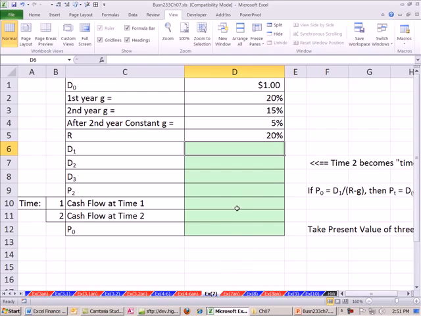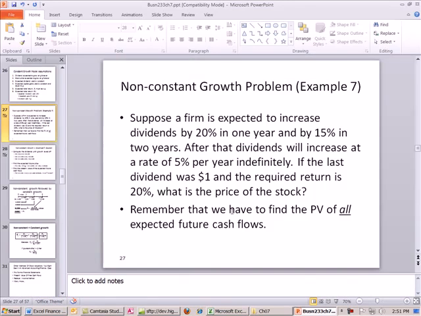Hey, in this video we're going to look at a non-constant growth problem. And we're going to combine the model we've been using, the constant dividend growth model, and some discounting future cash flow techniques into one, because ultimately, if you can figure out the future cash flows, you could discount them back given some assumed discount rate.